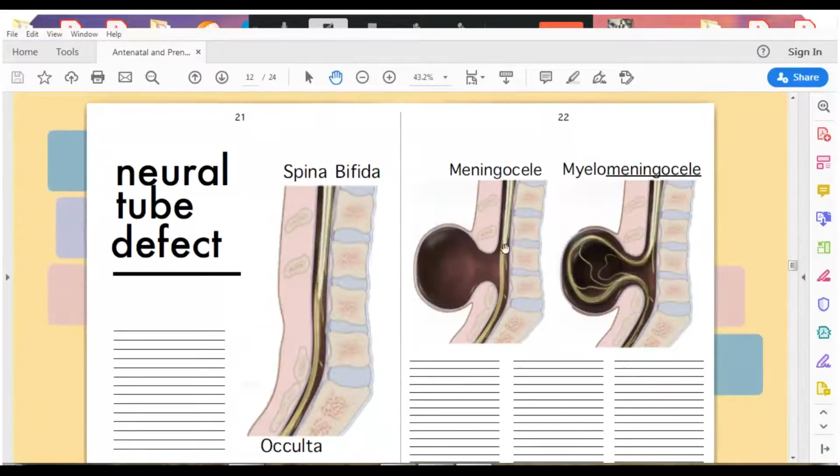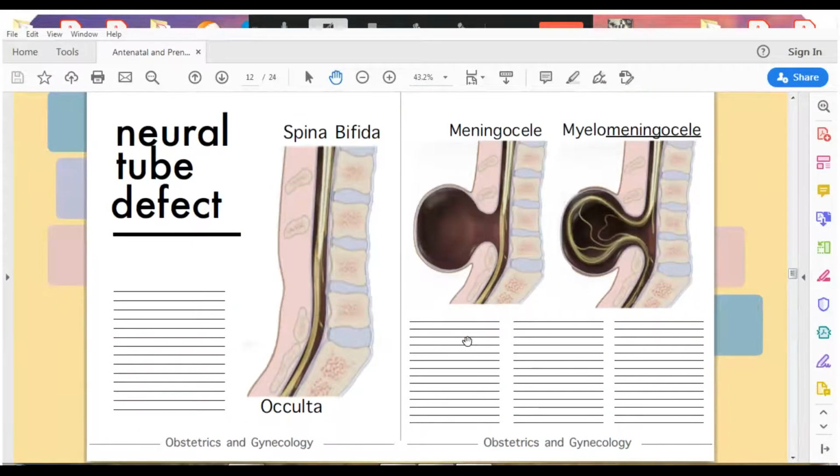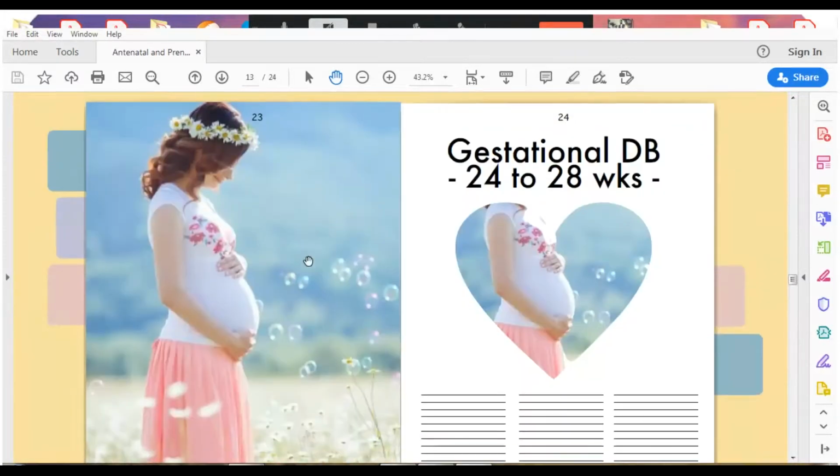Myelomeningocele, this one is very obvious. When the fetus is born, there's something bulging out. It's called a meningocele when only the meninges are bulging out. Myelomeningocele is when the spinal cord and the meninges are bulging out, and this is usually related to lack of folate. So make sure that moms are given enough folate to prevent neural tube defects.